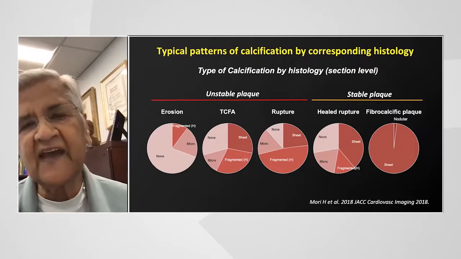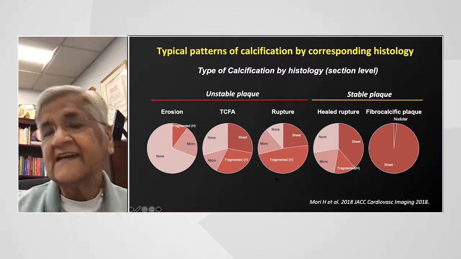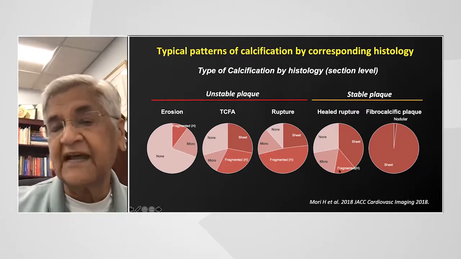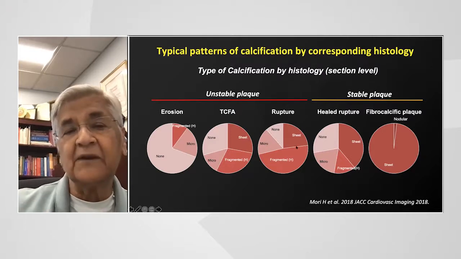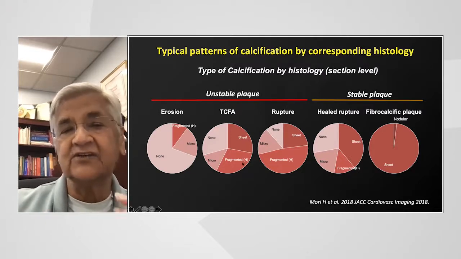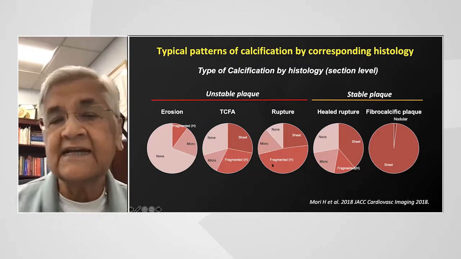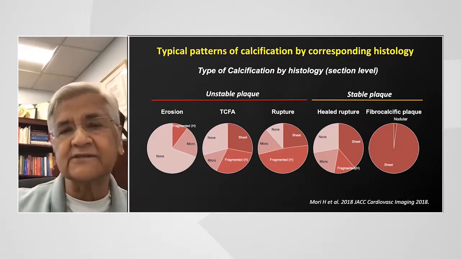So what's the amount of calcium in each one of them? You can see the same thing by histology. It looks the same. Stable plaques have the most calcium, whether it's sheet calcium or nodular calcium. As shown here, more than 50% of healed plaque ruptures will show you severe calcification, whereas the unstable plaques have much less calcification overall, and the type of calcium is not like sheet. A large amount of calcium, that is diffuse calcification, is not seen in these lesions.